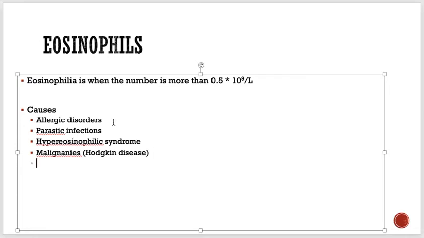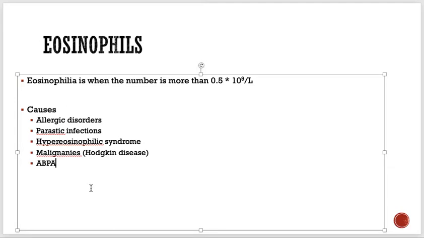And then there is a condition called allergic bronchopulmonary aspergillosis. It's a fungal infection which affects the lungs and can lead to eosinophilia, right? Of course, there are many other causes. I'm not talking about them, but these are the important ones which you must remember. So, these are the causes of eosinophilia.